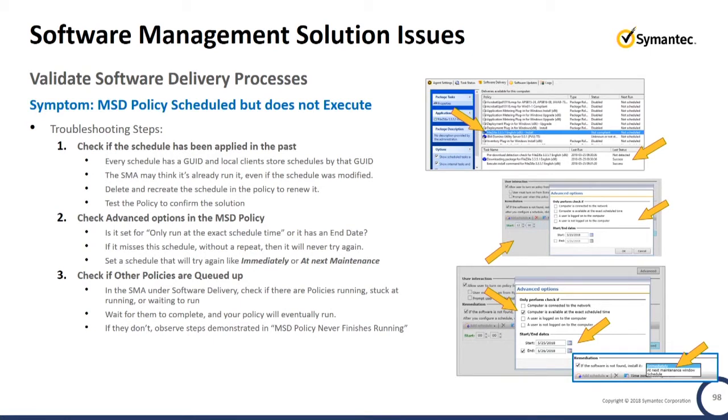ASAP. So, okay, check the advanced options. Look for the obvious things I mentioned before. End dates, if it has a start and an end date, it could be after that date. It'll never run ever, ever, right? And also check if there are other policies queued up. So in some cases, you might have 6 or 7 software delivery policies going, and it just hasn't run yet.